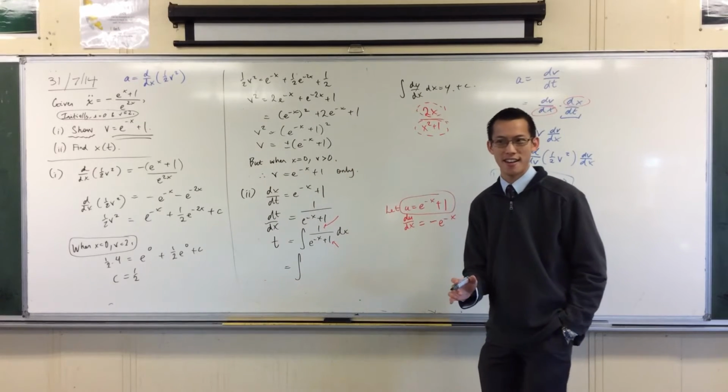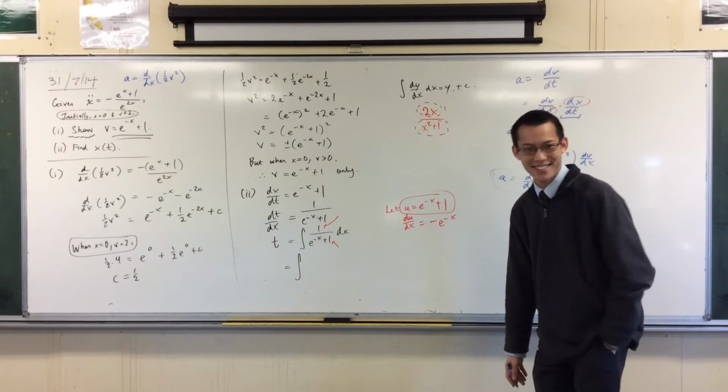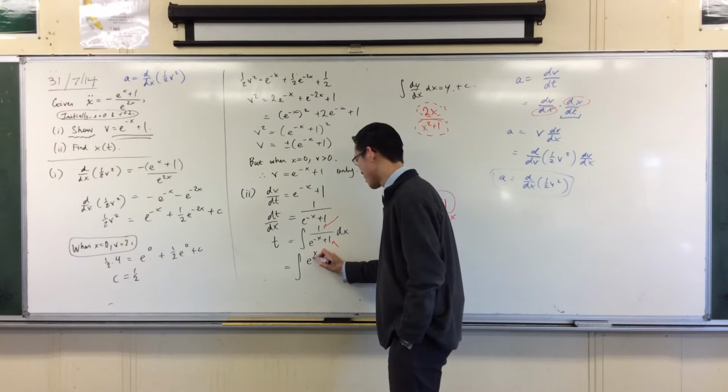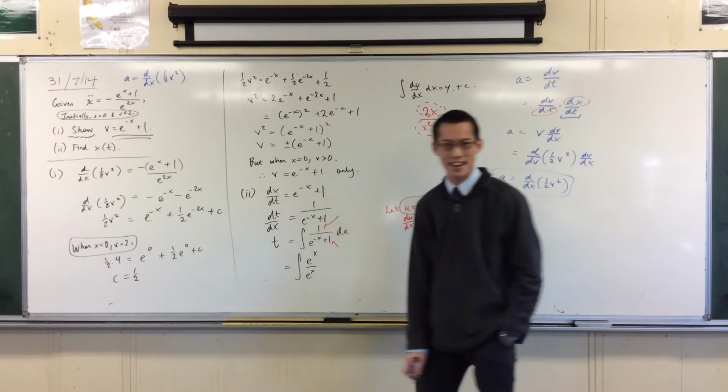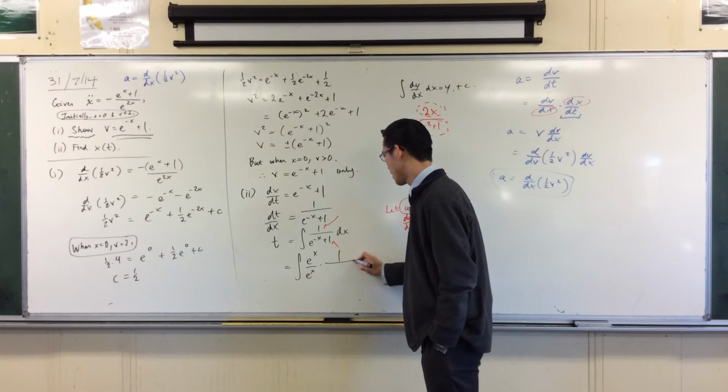Now, Elian, would you like to give a suggestion? E to the x. Let's multiply by e to the x on e to the x. Okay, what will happen? Okay, so here's my original.